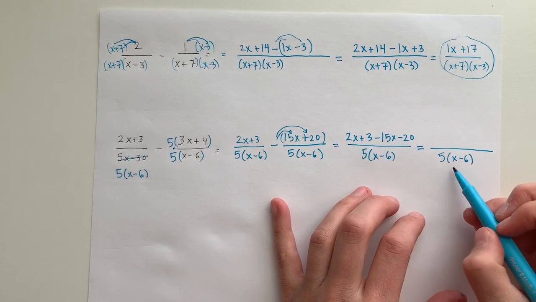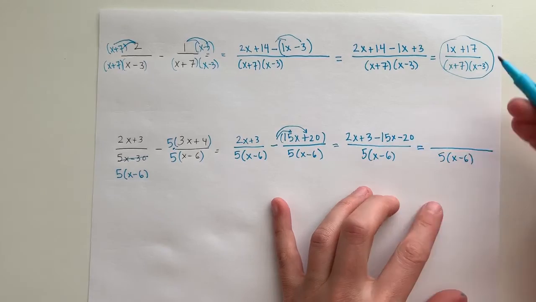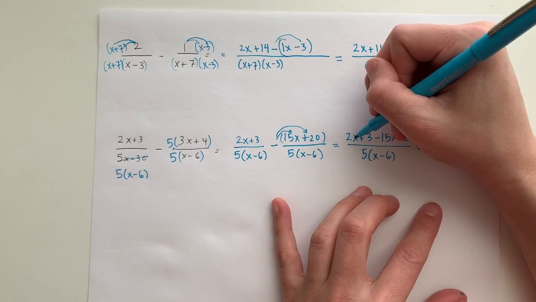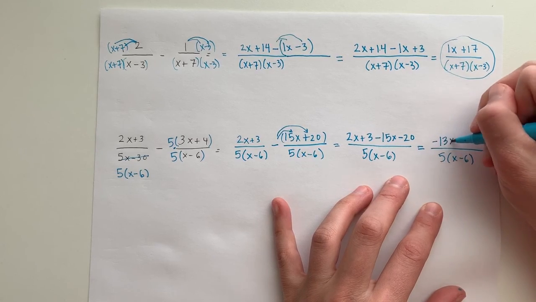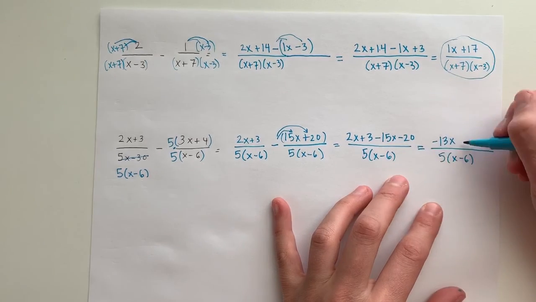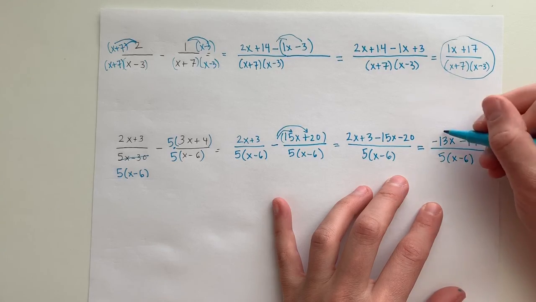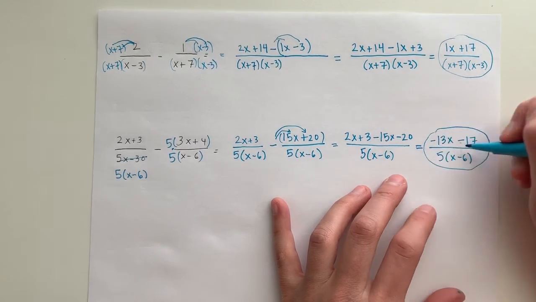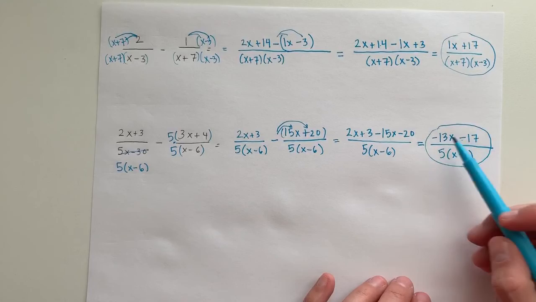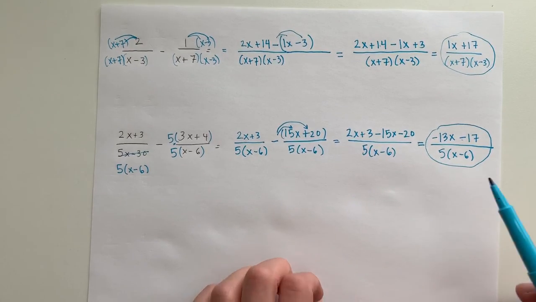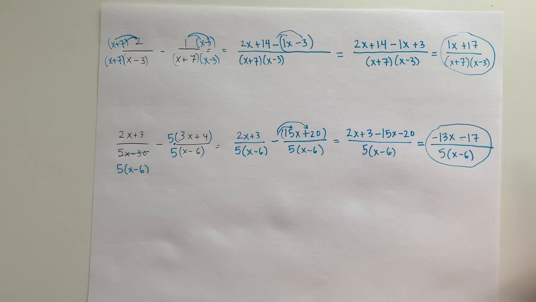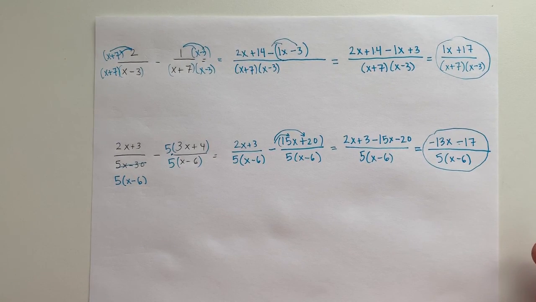So now that's going to be my common denominator, and just simply combine our like terms. 2x take away 15x is negative 13x, and 3 take away 20 is negative 17. I know that looks messy, but it's really important to make sure that your answers are those two negative numbers, because otherwise that means you didn't distribute that negative. And those are the solutions to your subtracting worksheet.